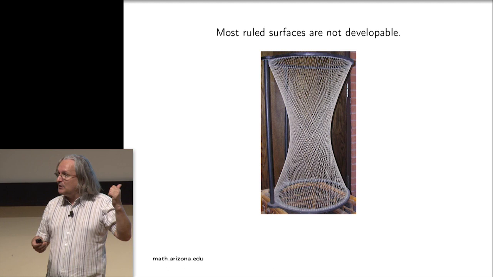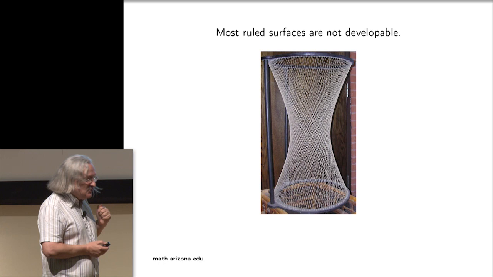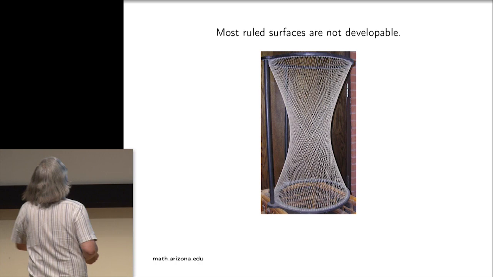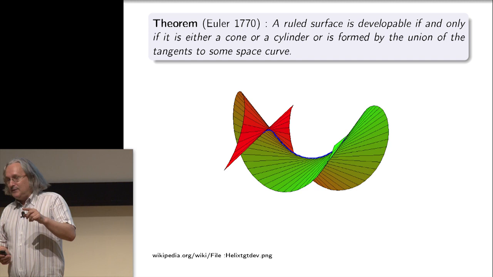And Euler gives the exact condition for a ruled surface to be developable. And the condition is this. This is a theorem of Euler, which is definitely not easy. I'm pretty sure that most graduate students from Stanford don't know how to prove that.